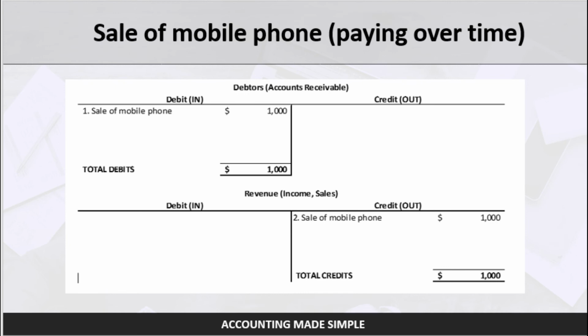Although the money's not coming in now, it is going to come in over time. So this is our money entry. Once we know the money side of the entry, the other side is always opposite. So the next entry is a credit of $1,000 to the revenue account. The entry is almost identical as when the customer paid for the phone immediately. All that has changed is which money account that you use. Instead of using the money account called bank account, you use the money account called debtors or accounts receivable.